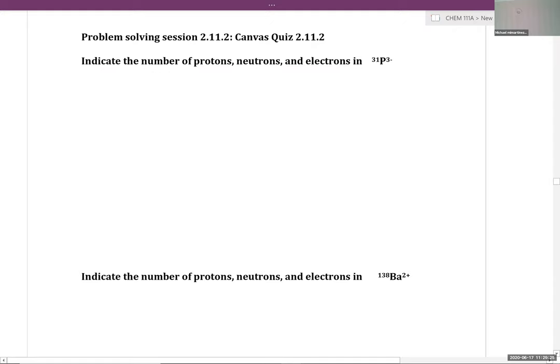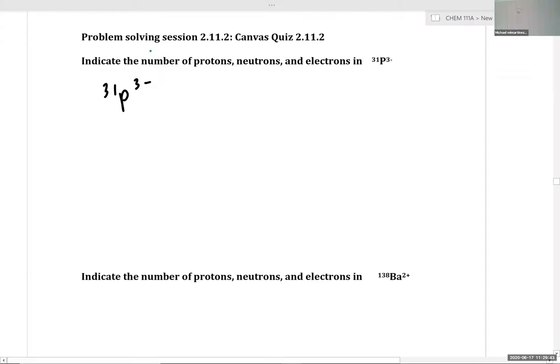I see a reasonable pool of responses in the chat and the Canvas responses. So let's discuss these examples. We have phosphorus 31, 3 minus. So we need to fill in now the atomic number. Would someone like to provide the atomic number for phosphorus? What is the atomic number for phosphorus? 15, yep, perfect. Then our number of protons is equal to the atomic number, which is 15.